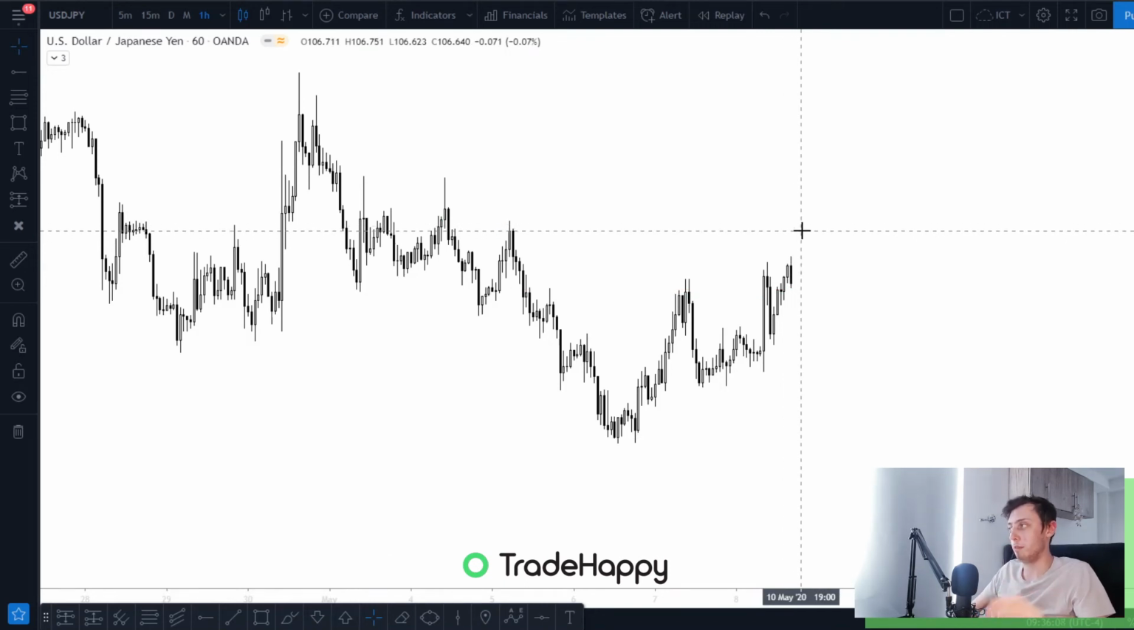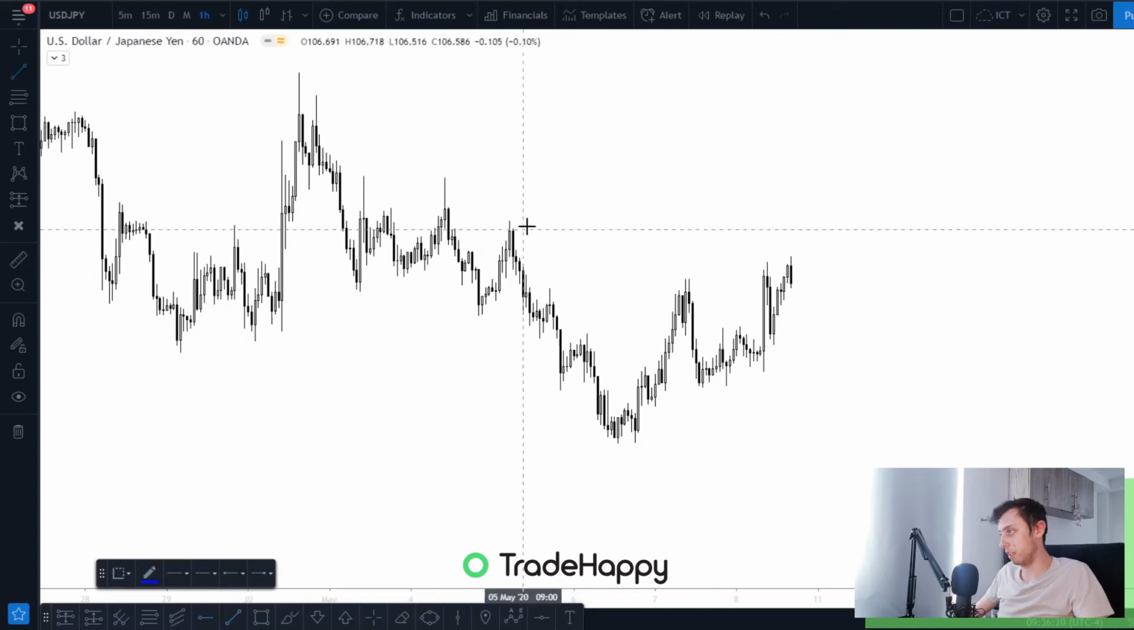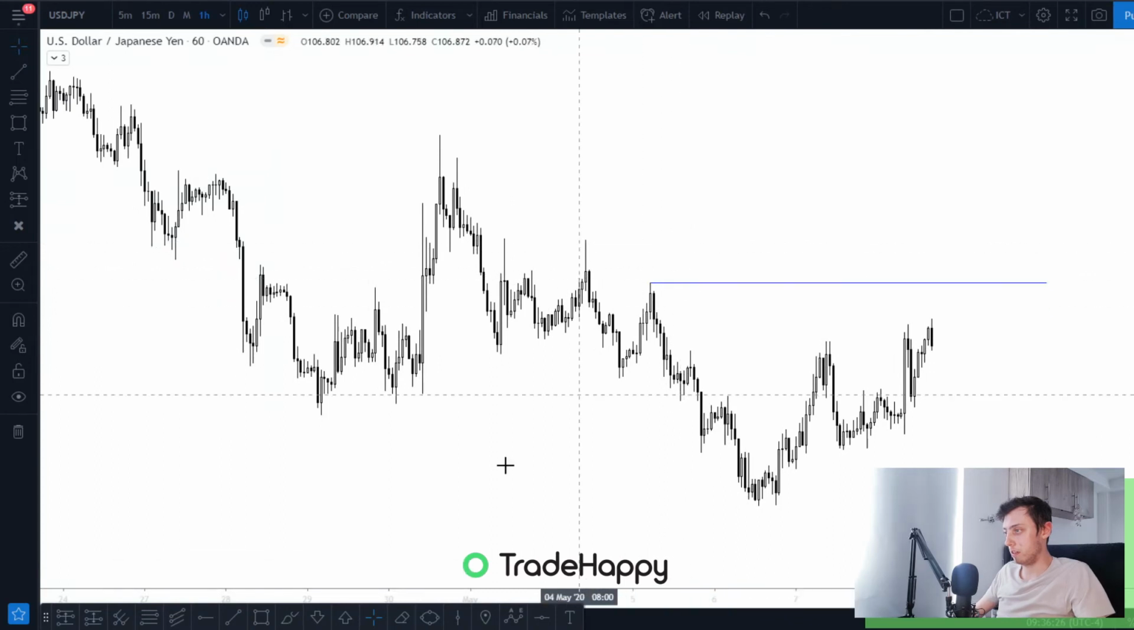There's not a setup on USDJPY that I'm looking at personally, just because there's too many different highs that price could go to. So if we just have a look at this, there's a high here price could end up going to. There's another one here.